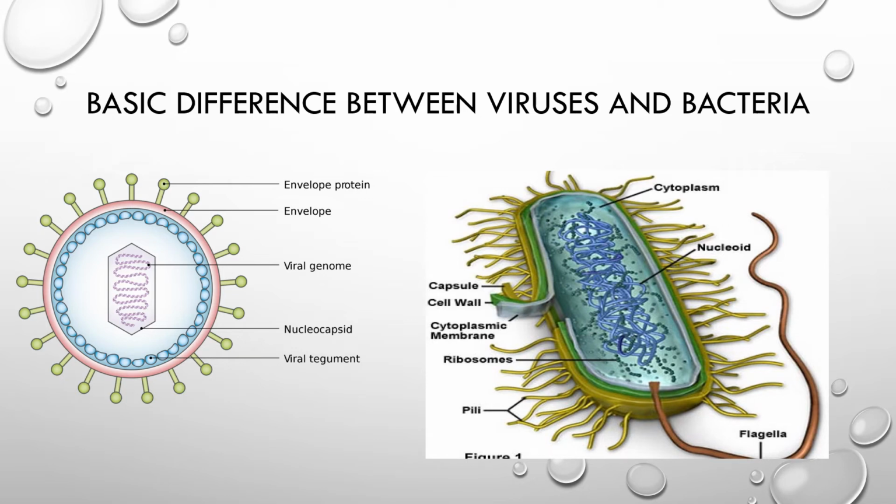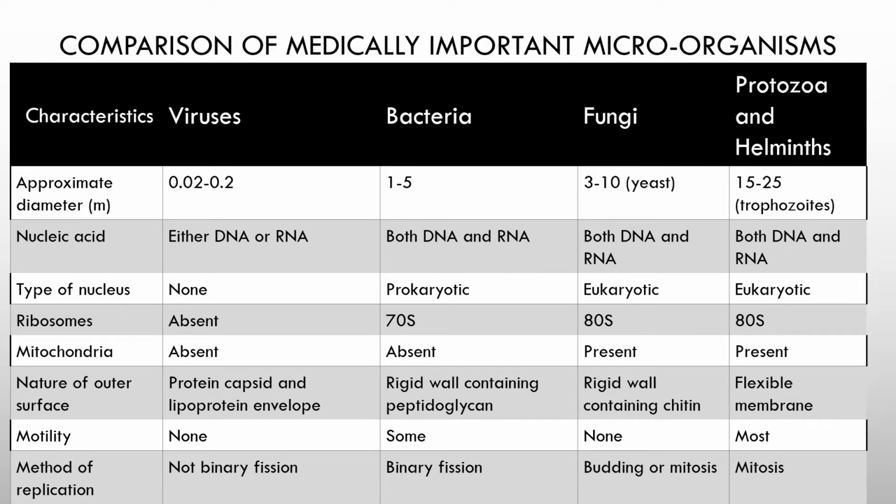The second difference between these two structures is in their genetic material. Viruses contain only DNA or RNA as their genetic material, while bacteria contain both DNA and RNA. This table shows the comparison of medically important microorganisms that are viruses, bacteria, fungi and parasites. First difference lies in their size. Among them, viruses are the smallest, that range from 0.02 to 0.2 micrometer in diameter. Then are the bacteria, then fungi and then parasites.